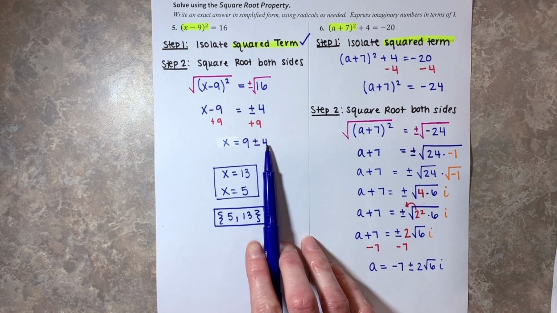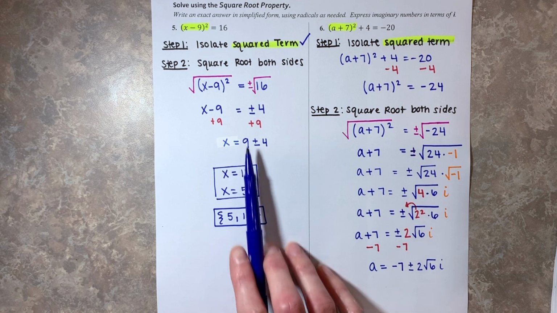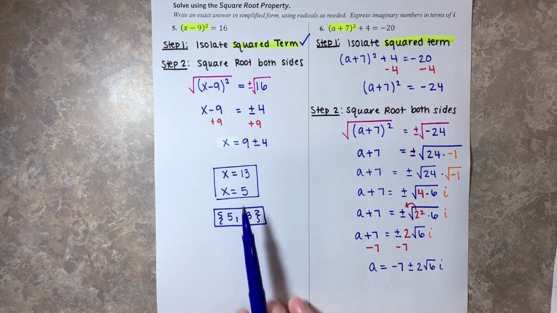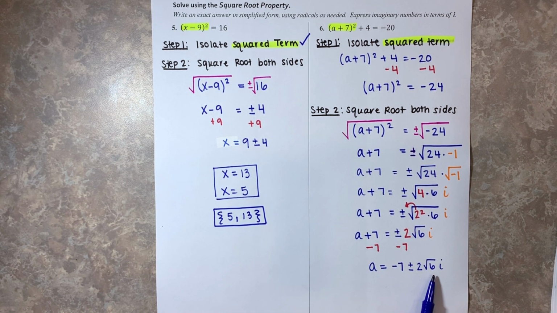Now notice over here at this point, these were just whole numbers, so we could go ahead and simplify. We could take 9 plus 4 to get 13, and 9 minus 4 to get 5. Over here, we cannot simplify this any further because these are not like radicals. The negative 7 and the 2 square root of 6i are two different types of numbers. This has a radical base, and this does not. So these are not like radicals, so we cannot take the negative 7 and add or subtract the 2. So we stop here. Or again, if you'd like to write your answer using solution set notation, you can write your answer like this.